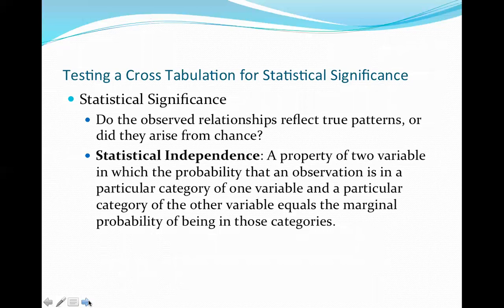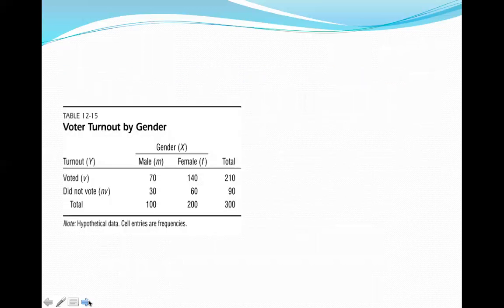So the property of two variables in which the probability that an observation is in a particular category of one variable and a particular category of the other variable equals the marginal probability of being in those categories. Okay, so if you're like me, just reading that makes absolutely no sense. So I think the best way to go about it is just walk through an example together to see what statistical independence looks like.